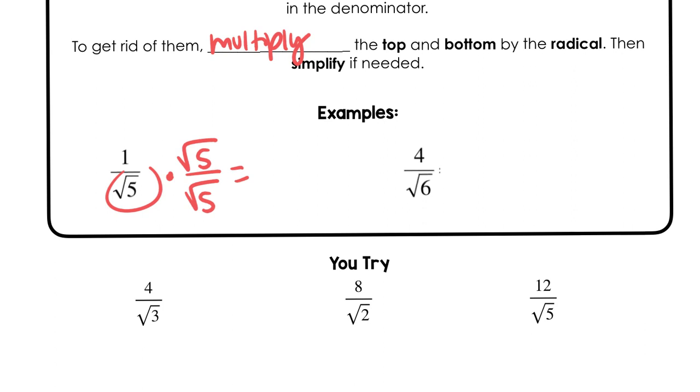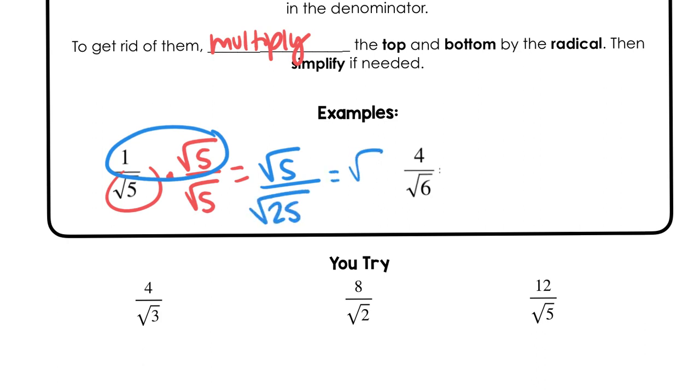So just multiply straight across, just like we always do with fractions. So the top of this is 1 times root 5, or just root 5. The bottom is root 5 times root 5. They're both roots, so you can make it the square root of 25. The square root of 25 is 5. So there's just a regular 5 on the bottom.